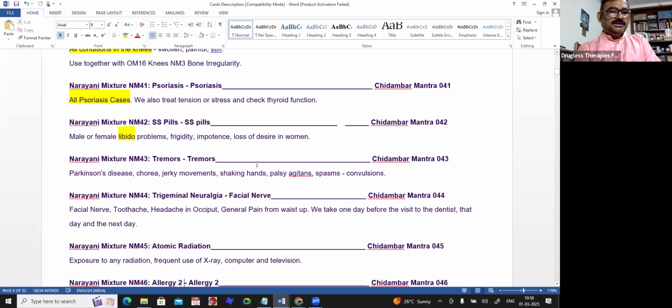Okay, next is tremor. NM43 is for tremor. Tremor is any shaking of hands. It will be a prominent symptom. Facial nerve. Trigeminal neuralgia. All trigeminal nerves are in the face system, that whole area. That's why sometimes migraine can also be addressed with this for trigeminal neuralgia. General pain from the waist up, any pain from the waist to the upper system, you can use it in all those places.